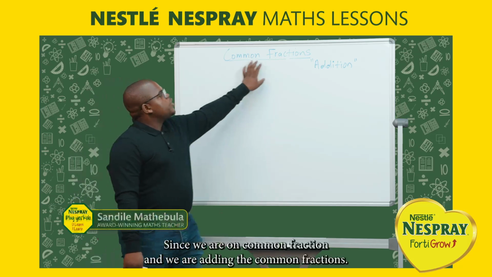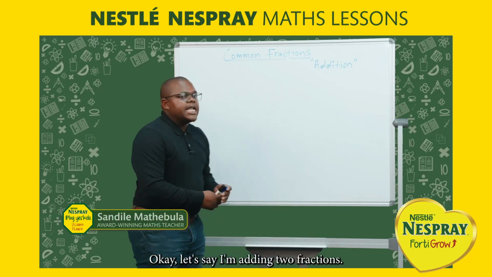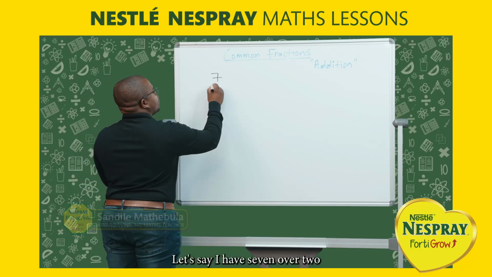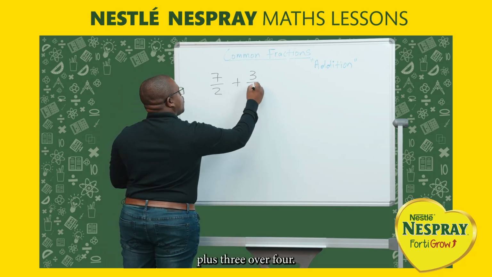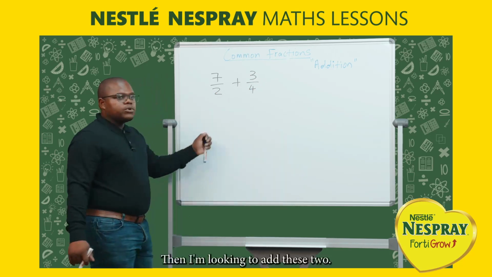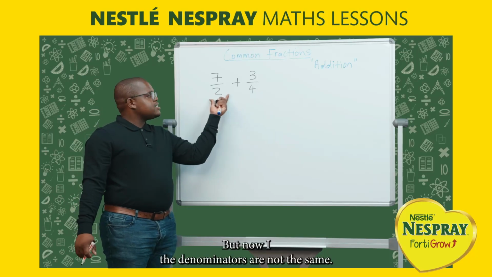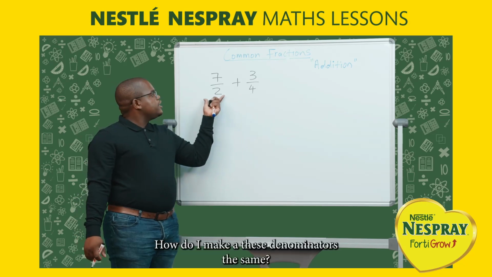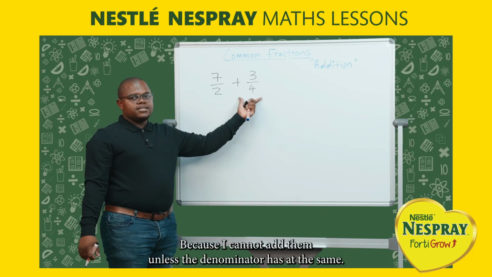Okay, since we are on common fractions and we are adding common fractions, let's say I'm adding two fractions. Let's say I have 7 over 2 plus 3 over 4. Then I'm looking to add these two, but now the denominators are not the same. How do I make these denominators the same? Because I cannot add them unless the denominators are the same, okay?